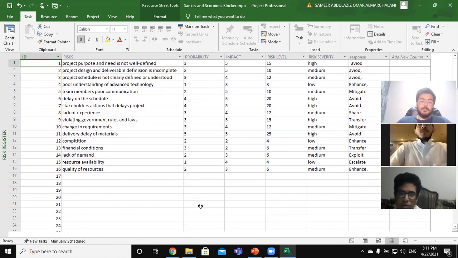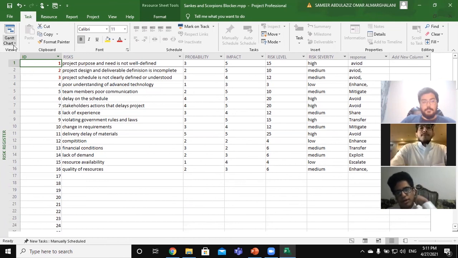If it is more than 14, it is high. If it is between 7 and 14, it is medium. If it is less than 7, it is low. Second, we have, for example, the project design and deliverable definition is incomplete. The probability is 2, but the impact is so high, it is 5. The risk level is 10. The risk severity is medium. And so it goes on and on.